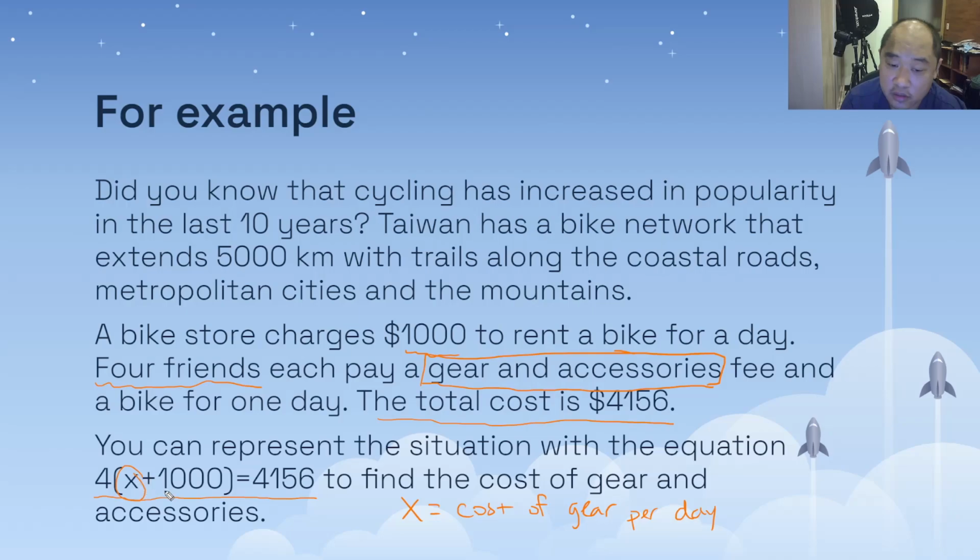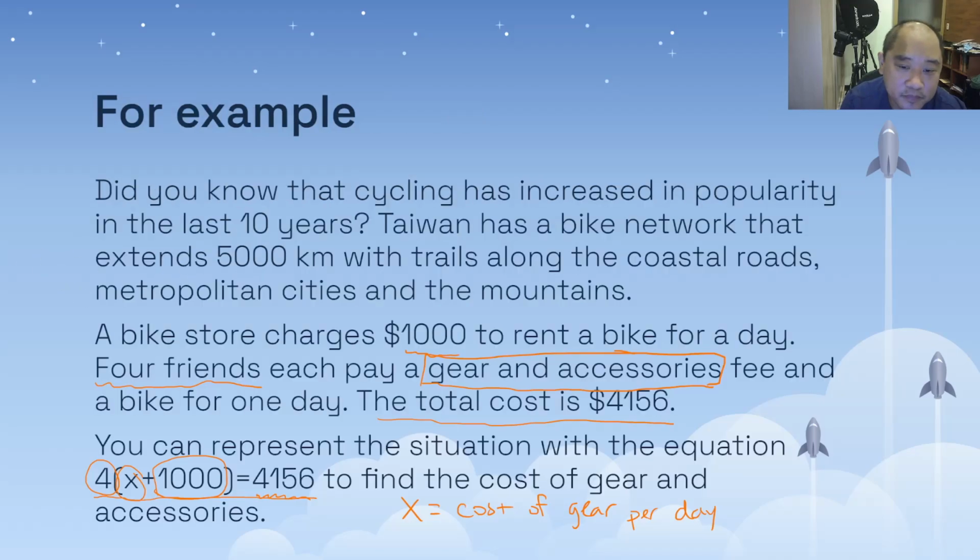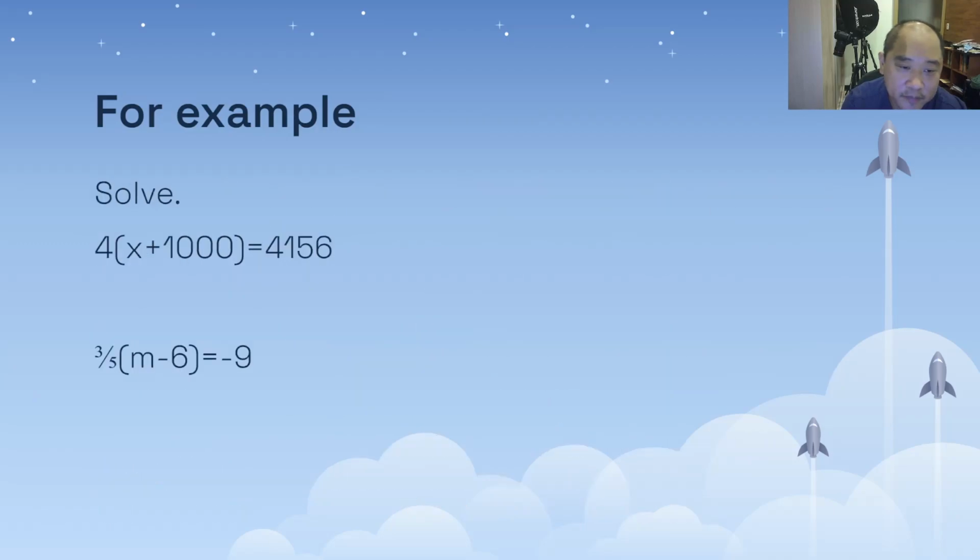The gear plus the bike cost for 4 people, multiplied by 4 people, is $4,156. And that is in this form right here. P times Q plus R equals, or X plus R, X plus Q. You can read this equation right here. That's this one right here. Okay. So let's solve it.